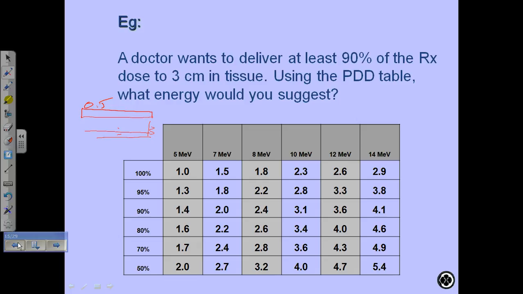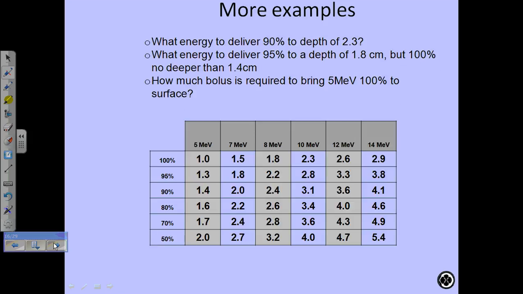Okay, so those are the kind of things that you need to play with, the parameters that you play with when a doctor gives you detailed information. The tumor starts at 2 cm and ends at 3 cm, and these are the percentages I want to cover with. You need to play with this table and bolus. If you had the other table, the regular PDD table, it's just too much information. This is a nice table to use for these kind of calculations. All right, let's do some more examples.